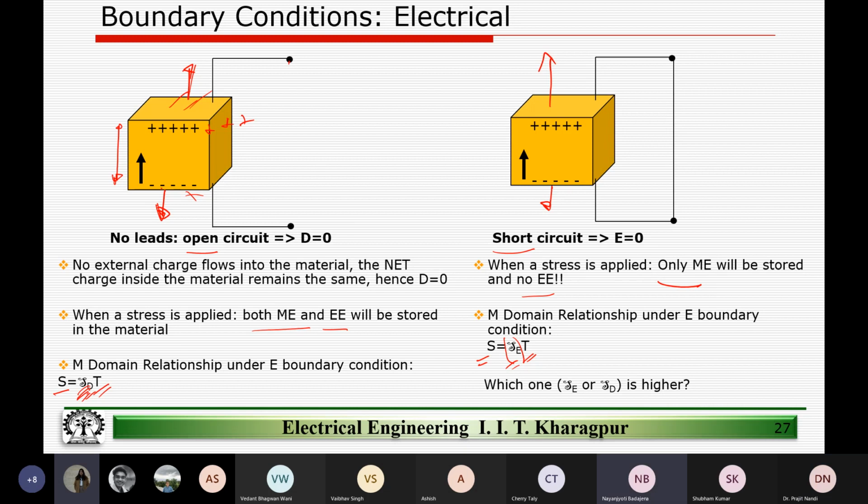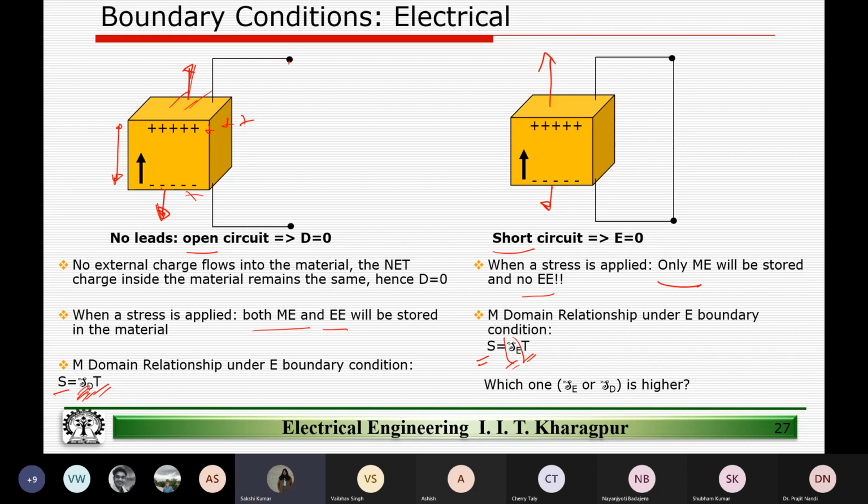No, can I try? Yes, go ahead. Okay, Shakshi, you first. Yes, when it's open circuit, there is some internal electric field present which opposes the force we are applying. Right. Due to that reason, no, so which one is higher? So what is your answer? SD is higher?